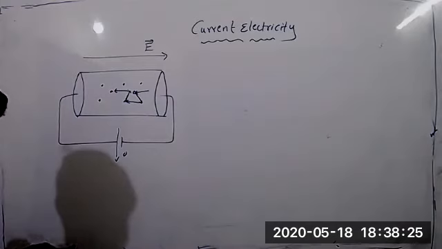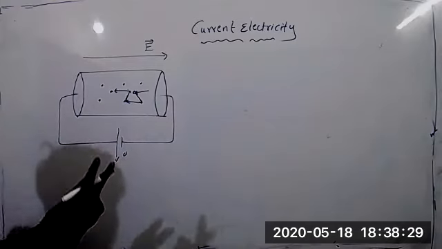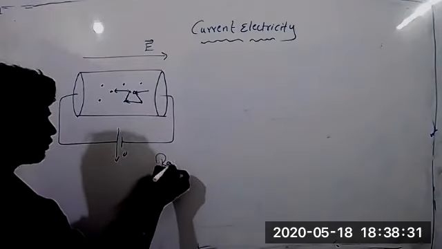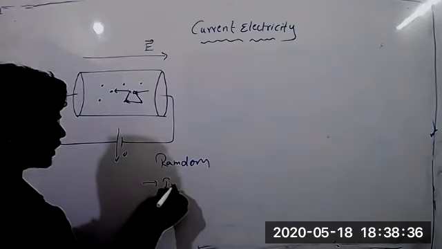Here, what is happening is the charged particle is getting two types of motion. One is random and one is in a particular direction.